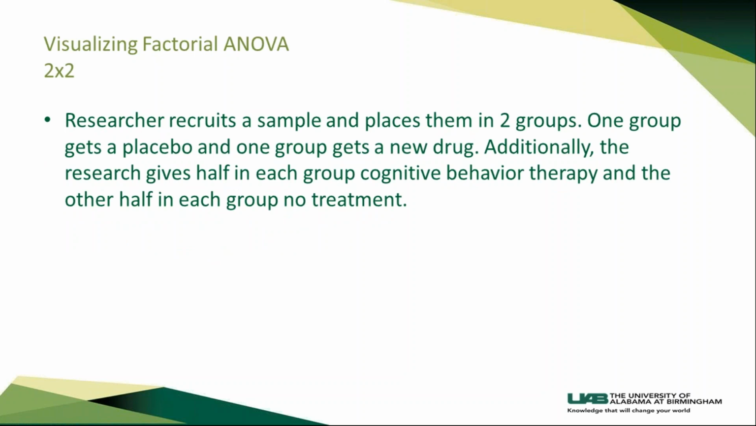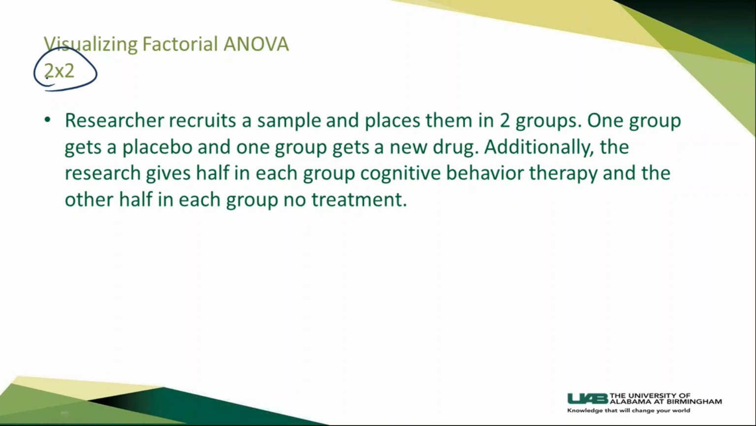So let's visualize what this would look like. Let's come up with a new example. This is a 2 by 2 factorial ANOVA. A researcher recruits a sample, places them in two groups. One group gets a placebo, one group gets a new drug. Okay, very straightforward. There's one independent variable there. Whatever this grouping variable is, the levels are placebo and drug.